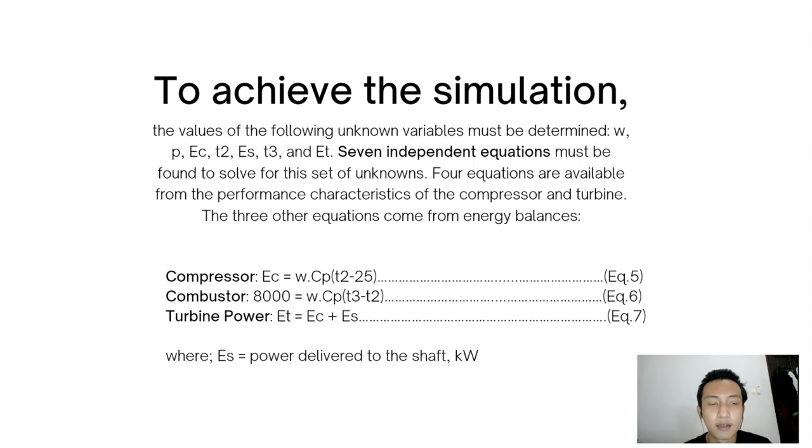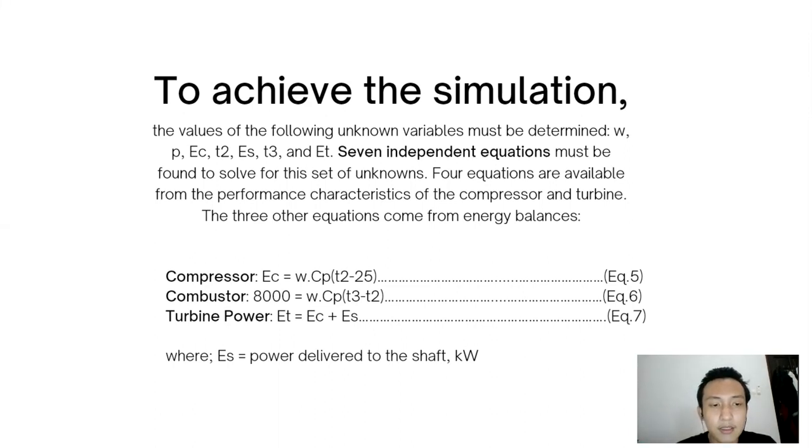And then for the 6th equation, we study the combustion now. The equation is 8,000 from the fuel added, or Q, equals the mass rate of flow times CP, the constant pressure specific heat, times the temperature at point 3 minus the temperature at point 2. There we are, we have our sixth equation.